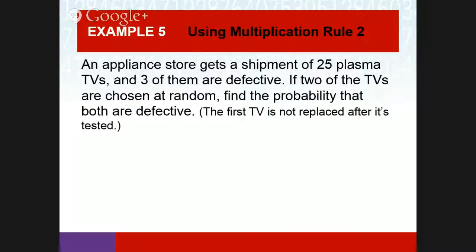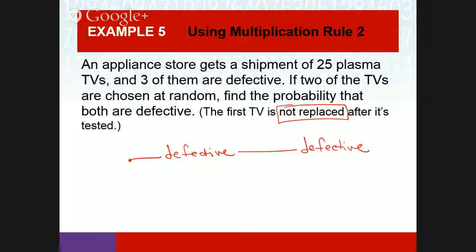So let's look at this example. An appliance store gets a shipment of 25 plasma TVs. 3 of them are defective. If 2 of the TVs are chosen at random, find the probability that both are defective. The first TV is not replaced. So I want a defective TV and a defective TV. So what's the probability my first TV is defective?